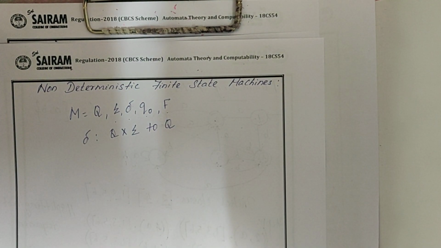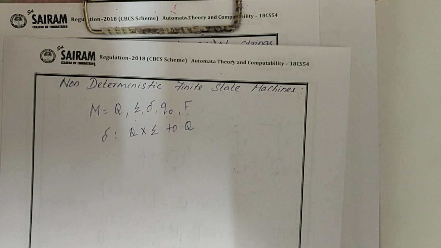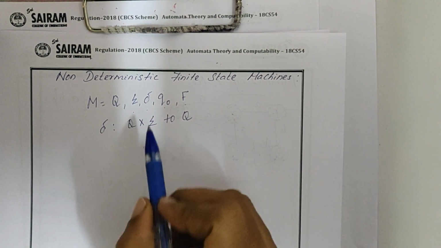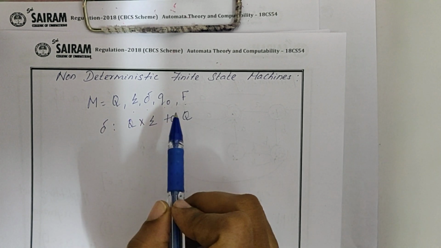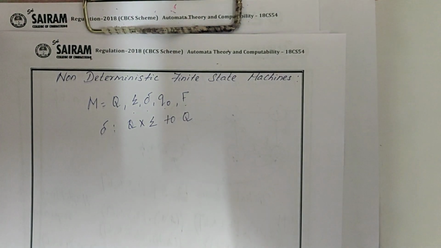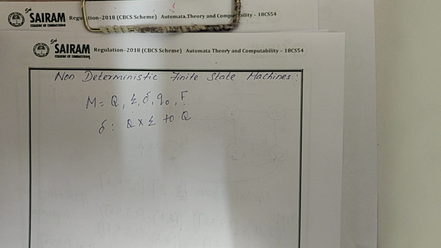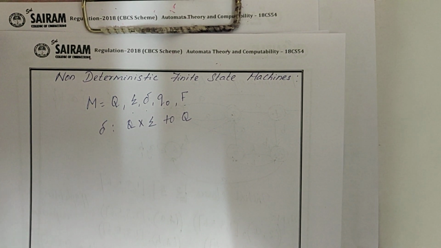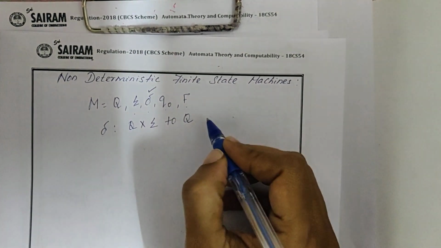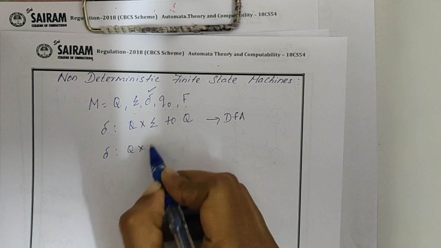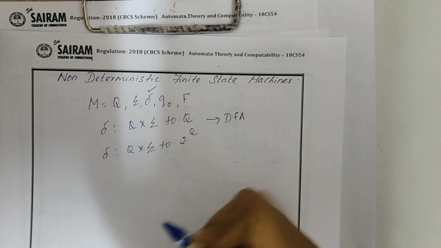We have discussed many DFA sums, right? Now I'll tell the difference between non-deterministic finite state machines and deterministic finite state machines. This non-deterministic finite state machine is also a 5-tuple machine where M is equal to Q, sigma, delta, Q naught and F. The only difference between DFA and NFA is in its transition. This transition is for DFA, right? How will I write the transition for NFA? Q into sigma to 2 power Q.